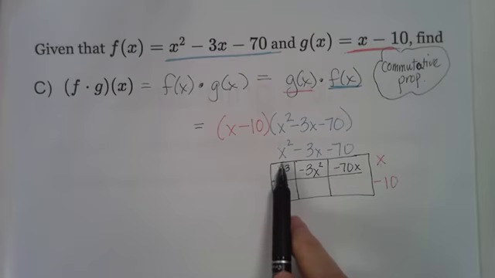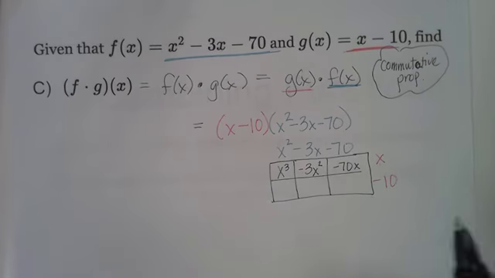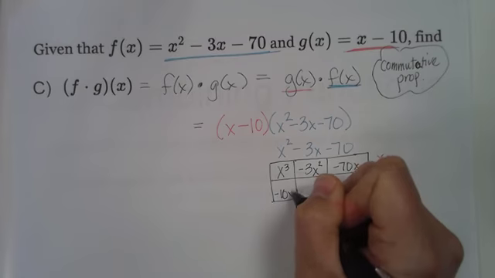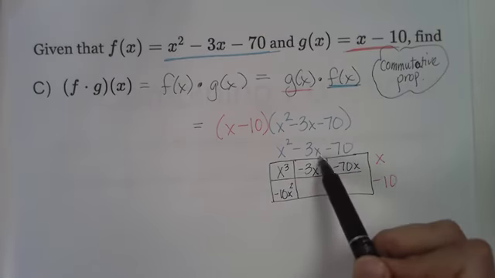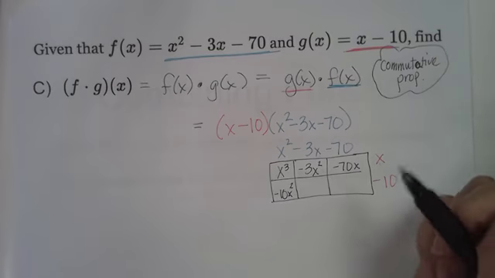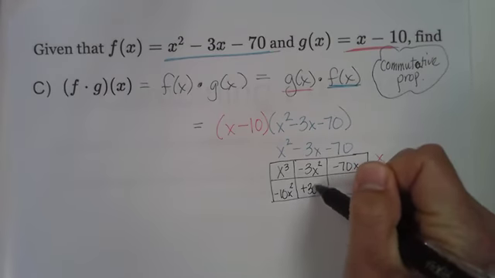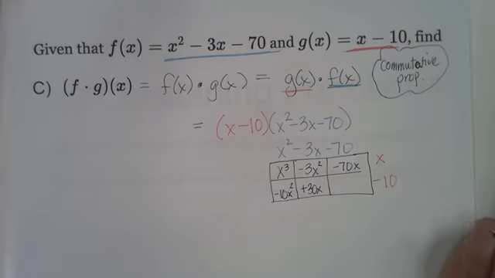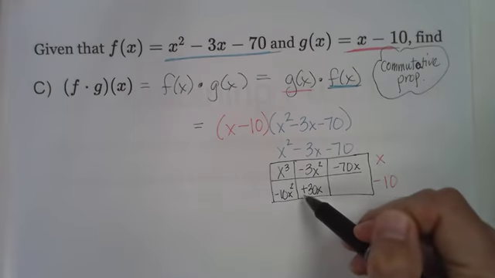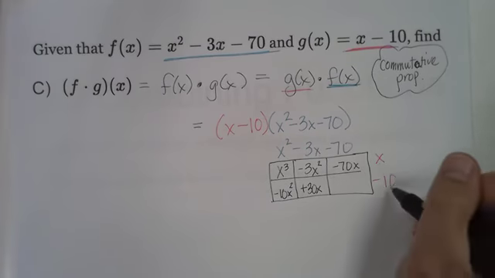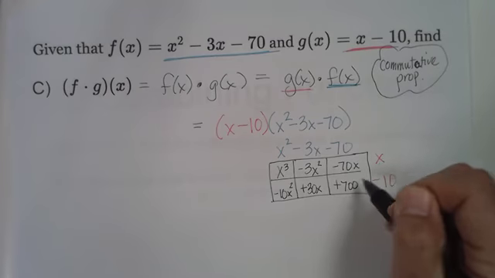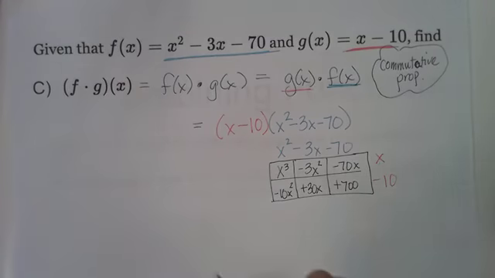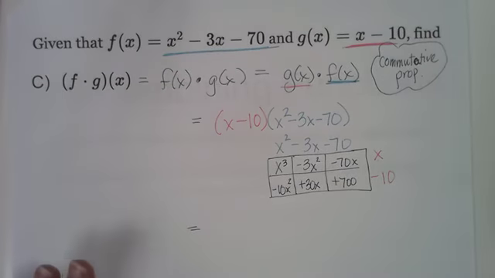Now we have x squared times negative 10. Negative 10x squared. Negative 3x times negative 10. Positive 30x. Negative times negative is positive. Negative 70 times negative 10. Positive 700. And then all we have to do is what?